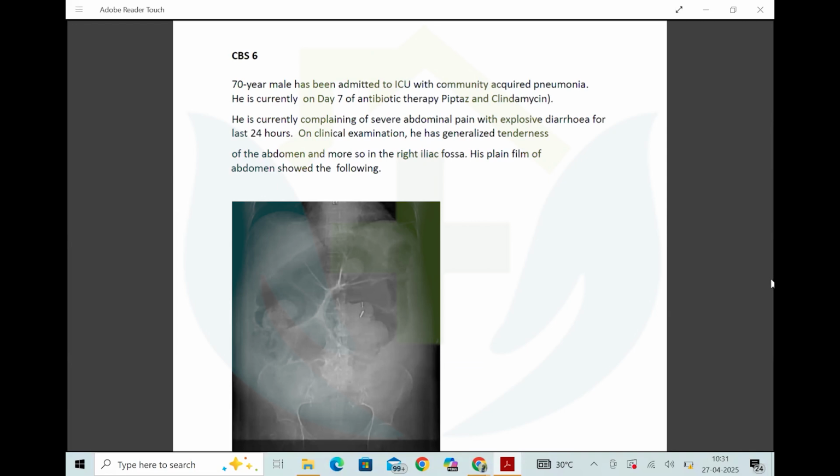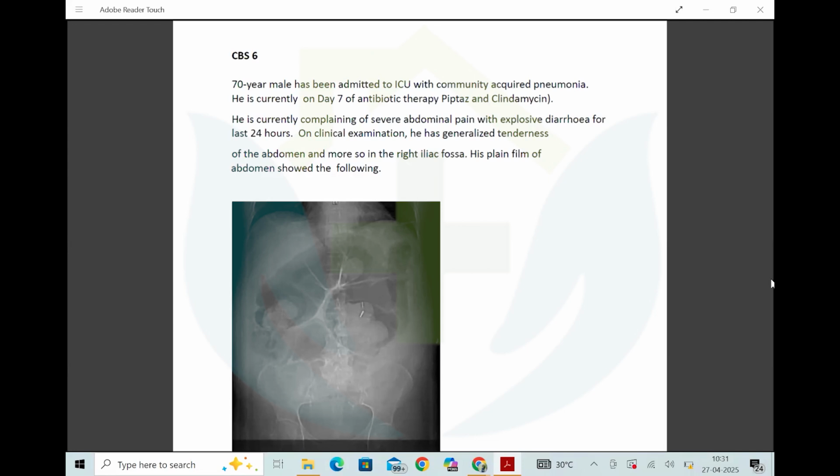A 70-year-old male is presenting to the ICU with community acquired pneumonia. After 7 days of antibiotic therapy with piptaz and clindamycin, he's having severe abdominal pain with diarrhea. He's having generalized tenderness also, maximal in the right iliac fossa. Then they got the X-ray which shows this. So what is the diagnosis here? Toxic megacolon, due to the thumbprinting sign.